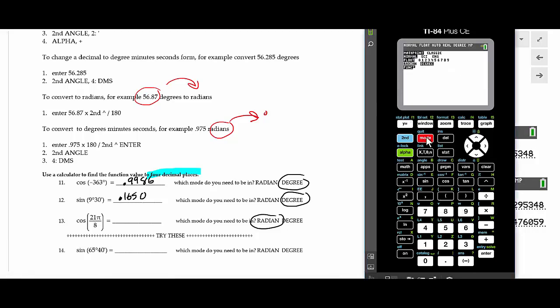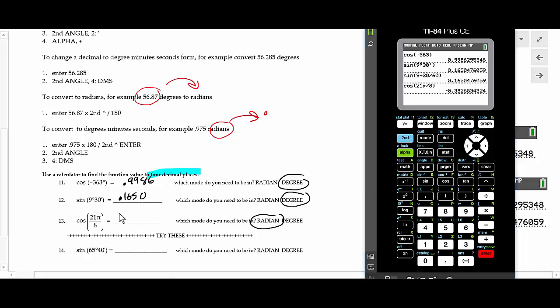So the first thing you'd have to do on this is go to radian mode. Okay, like this. Then we just put this in our calculator. So we're going to have cosine 21 pi over 8, like that. Since we're in radian mode, it's going to understand what we're doing.